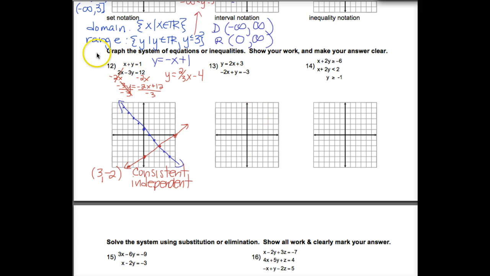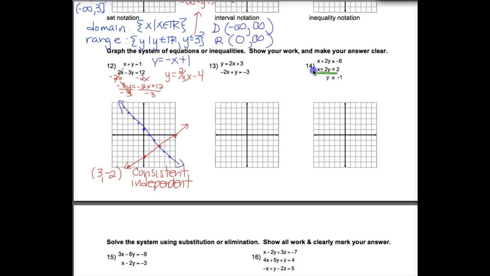I'm not going to do 13. It's the same type of idea as 12. 14, I'm only going to show you just one little part. When you are graphing inequalities, the difference is that you have to shade. So I'm going to talk just about that middle line there here.